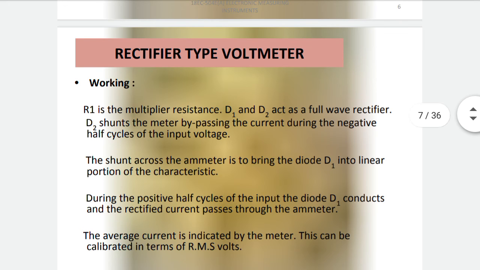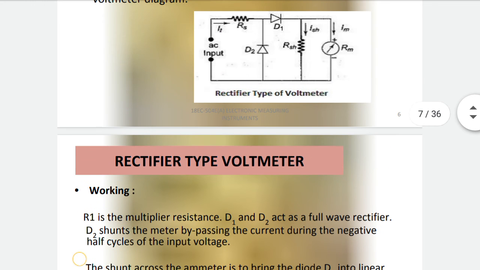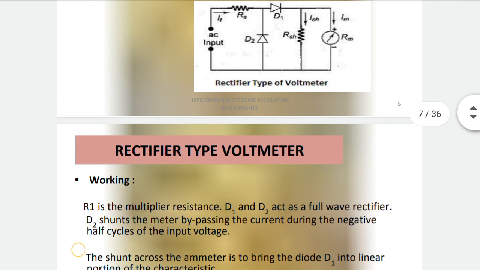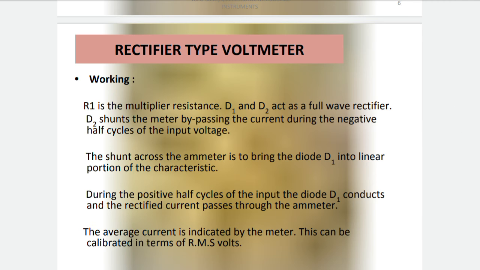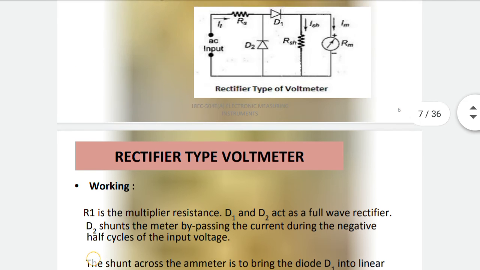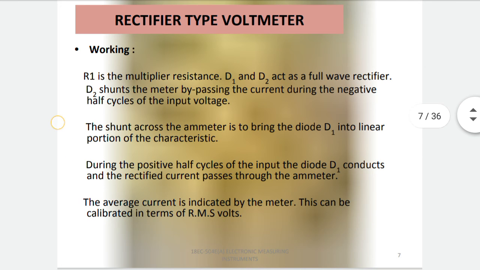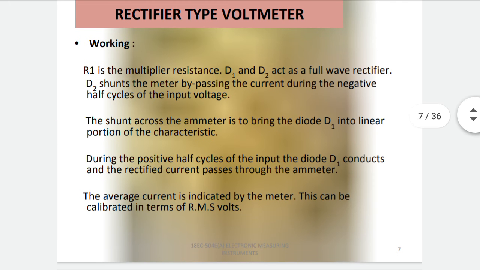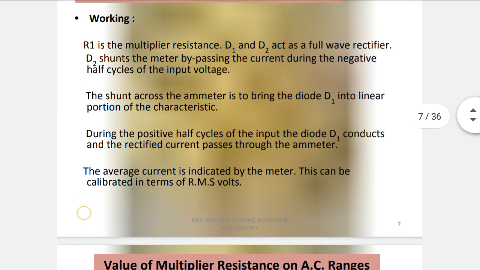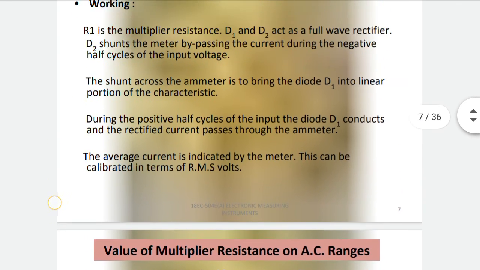During the positive half cycles of the input, the diode D1 conducts and the rectified current passes through the ammeter. Here the PMMC is used as the ammeter, as you can see. The average current is indicated by the meter. This can be calibrated in terms of RMS volts. RMS means root mean square volts.